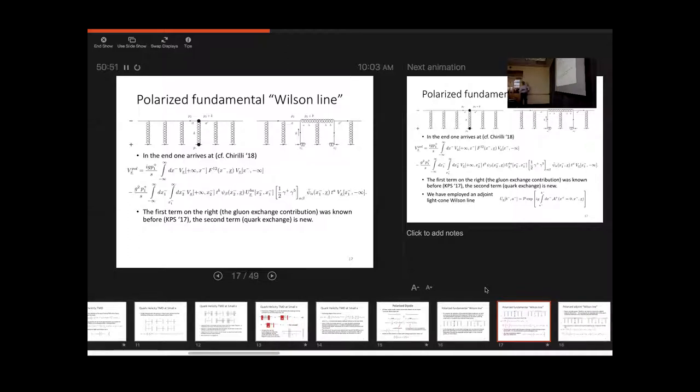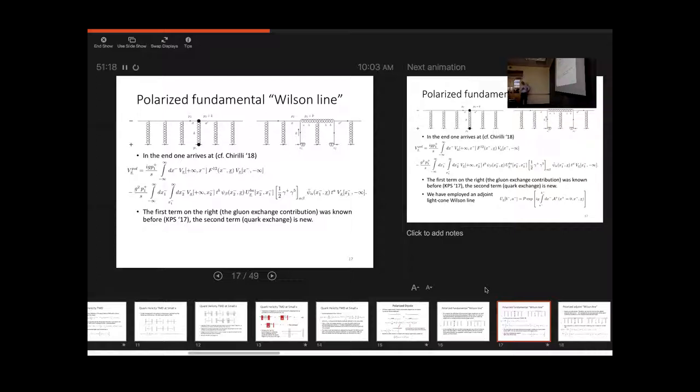We do the calculation. It's not easy, but we do it. It's kind of straightforward if you know what you're doing. So this is the answer for the first contribution. You have two Wilson lines with the sub-eikonal correction, which can be written as F12, the F12 component of the field strength tensor, and in the sub-eikonal term you have this explicit 1 over s suppression.